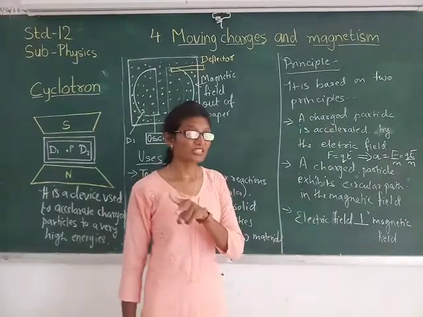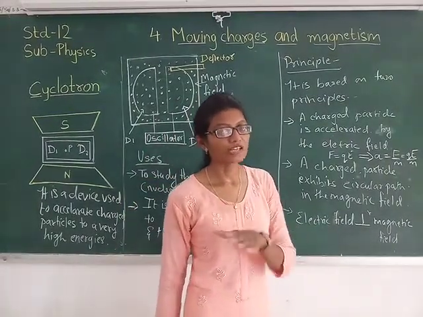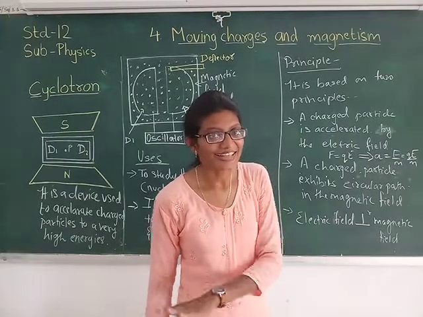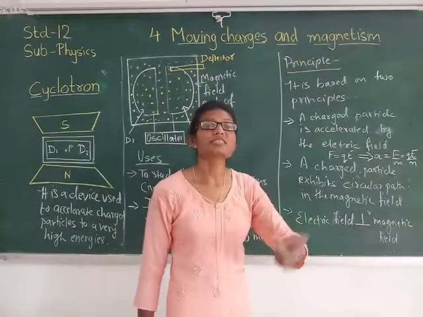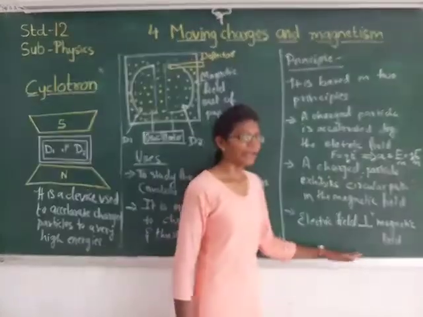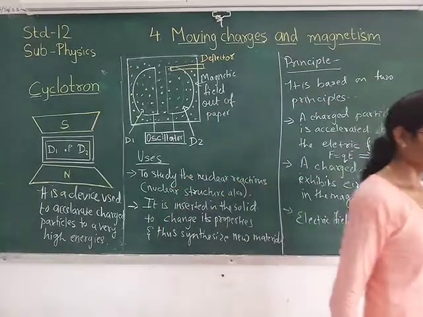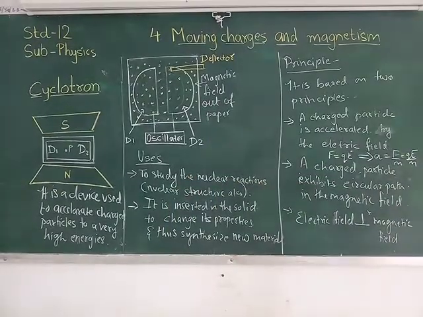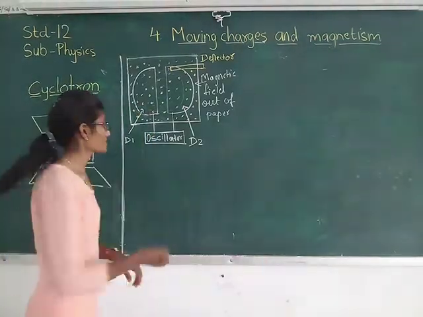It is based on two principles. First of all, the particle is put in the electric field so that it gets accelerated to high energy. Then it is put in the magnetic field so that it exhibits the circular path, and crossed fields are required over here. So you may note down this. Now let us see how this cyclotron is constructed.